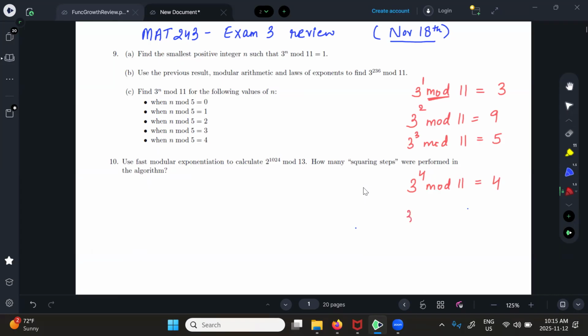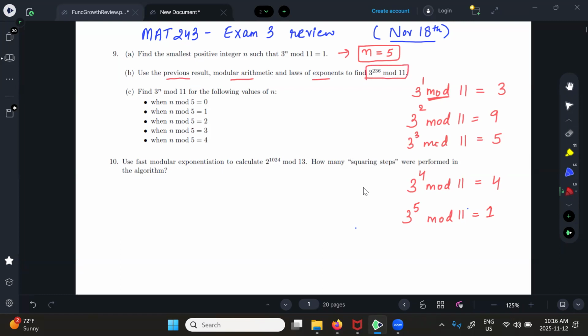Okay, but when I do 3 to the power 5 mod 11, I will get 1, right? The remainder is 1. Now, how does fast modular exponentiation help me? Well, we'll see this. So for this question, if you get a multiple choice like this, you get n equals 5. Good? Using the previous result, modular arithmetic and laws of exponents, find 3 to the power 236 mod 11.